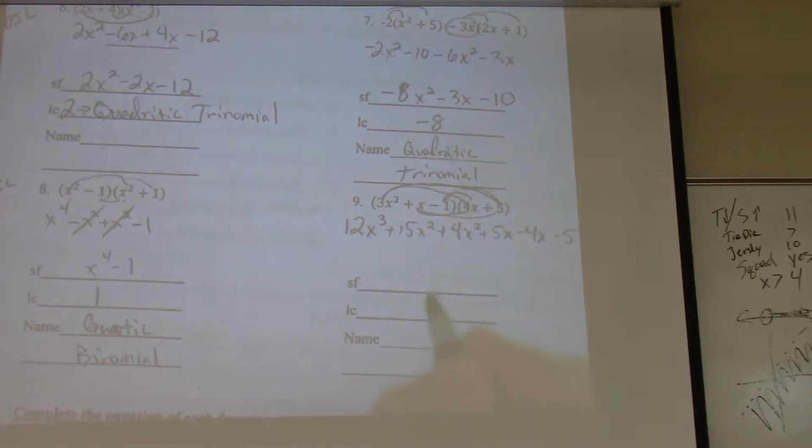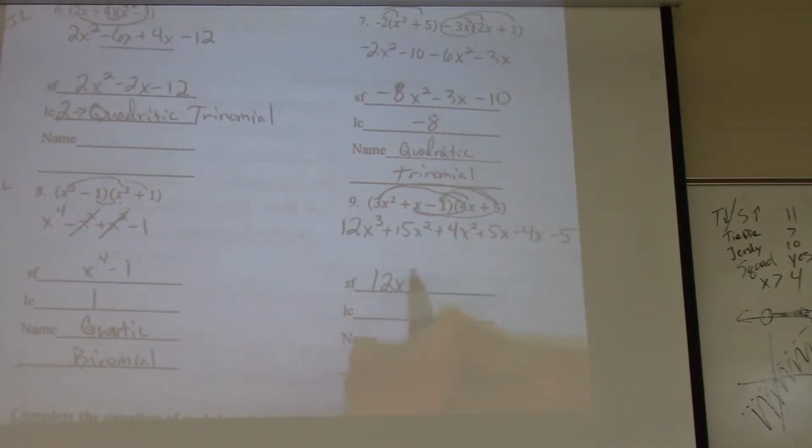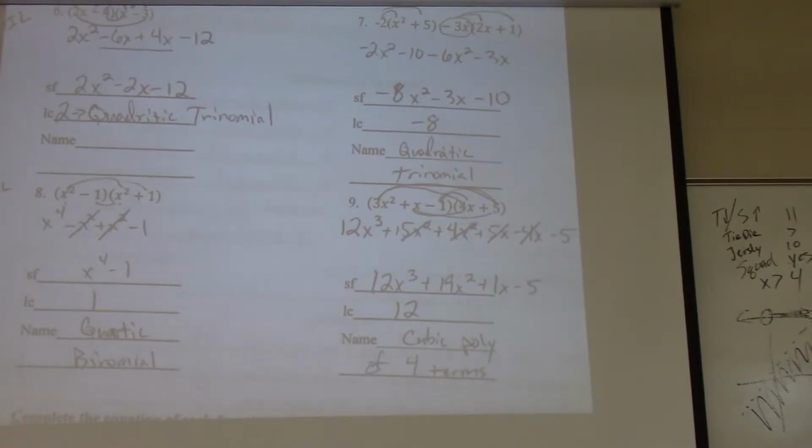And in the last one, I combine the like terms here: 12x cubed, 15 and 4 is 19x squared, 5 minus 4 is 1x, minus 5. 12 is my leading coefficient, and it is a cubic polynomial of 4 terms. I don't care if you put just poly, but I've got to see of 4 terms, of 5 terms, of 6 terms, and so on. Okay. Questions on that?